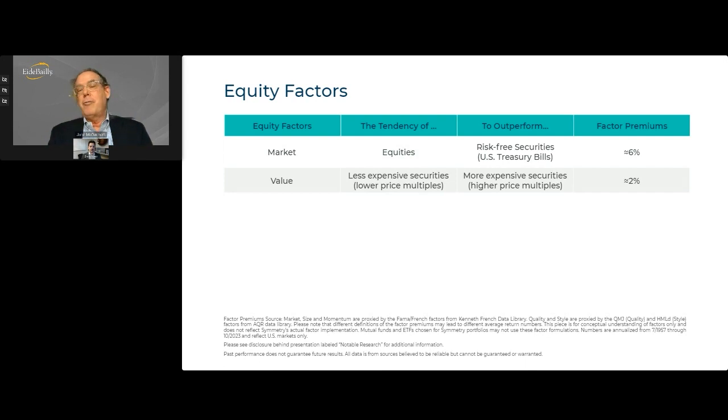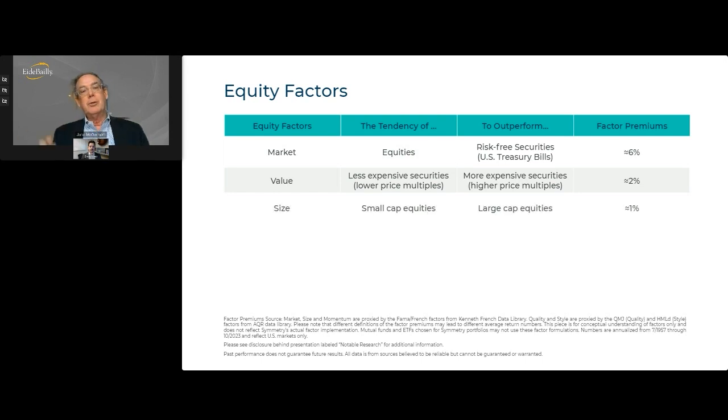Value is another factor that we utilize in our strategies, and that is the tendency of stocks that have a lower price multiple to outperform stocks that have a higher price multiple. This has been about 2% per year over the history of the US stock market on an annualized basis. What is a price multiple? You can think about a price multiple as a PE ratio, any measure of price divided by a fundamental. So a fundamental could be earnings, could be dividends, it could be cash flow. That's the value factor.